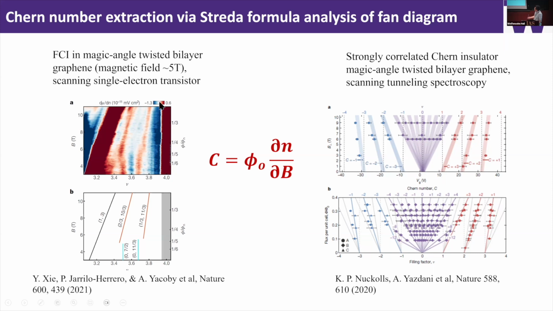You see this slope, you have this dispersed curve. That's how they infer the FCI states above 5 Teslas. And on the right-hand side, I show the results from Elliott's group. They use STM measurements of these Chern insulators, also in magic-angle twisted graphene. So in this case, they also measure the carrier density of the gap states as a function of magnetic field. From there, they infer the Chern number of the system. So basically, the Streda formula is a way to extract the Chern number of a quantum Hall system if we cannot do transport.